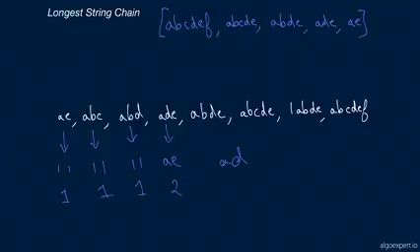This isn't in our list of strings, so we skip. Now we go to ABDE. So we try removing every letter. So if you remove A, you have BDE. BDE is not in our strings, so we skip.